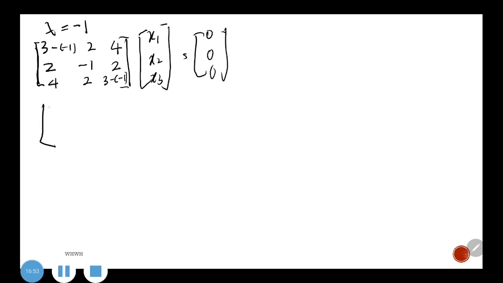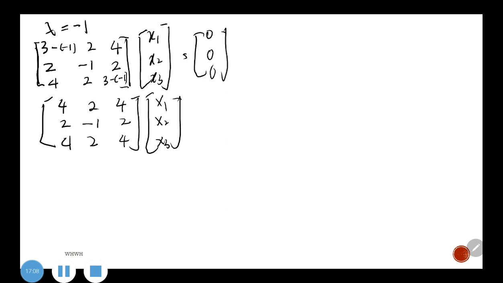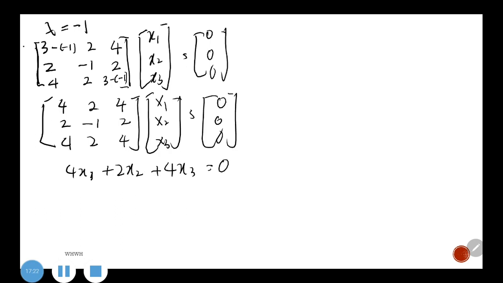Okay, so apa yang you dapat kat sini sebenarnya? 4, 2, 4. 2, negatif 1, 2. 4, 2, 4 juga. Okay, and then you have x1, x2, x3 equals 0, 0, 0. So, kalau you darab ni, you akan dapat apa? 4x1 plus 2x2 plus 4x3 equals to 0. And then here, you're going to have 2x1 minus x2 plus 2x3 equals to 0. And then, the third one, sama je kan? So, I don't think there is a need for you to check for the third one sebab sama, you akan dapat sama.